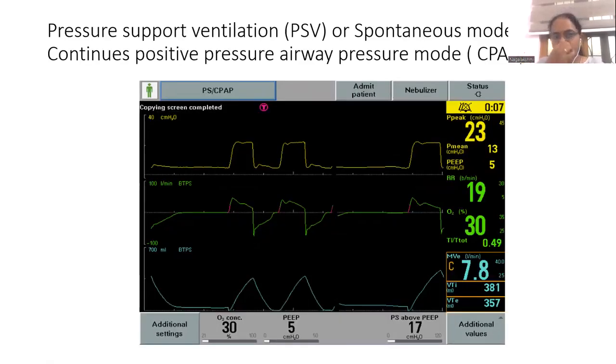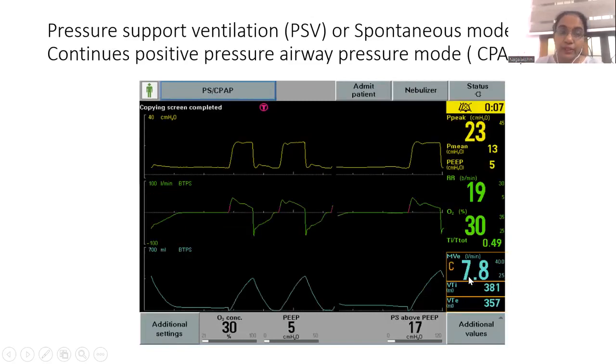Now coming on to the fourth mode, which is the pressure support mode or the spontaneous mode. Here, the patient needs partial ventilator support and the patient can breathe on his own. So all the breaths are patient triggered here, and the breath is supported by the ventilator. Here we set up only the oxygen concentration, that is the FiO2, the peep, and the pressure support above the peep. And the patient triggers the breath.